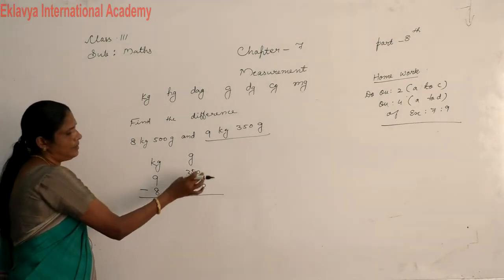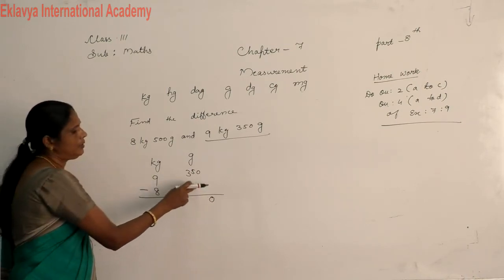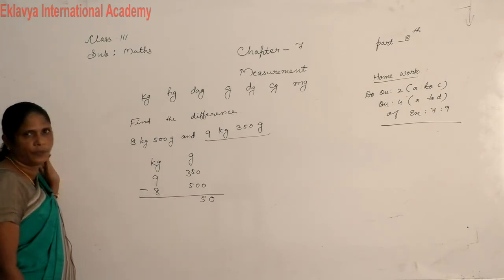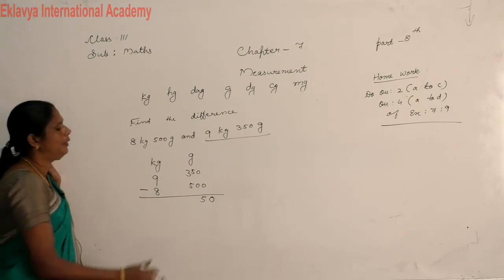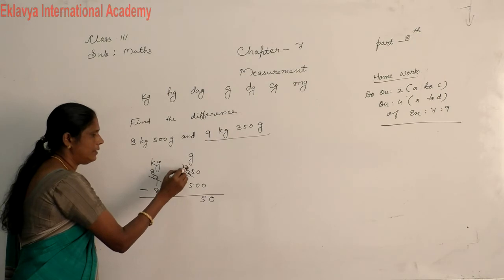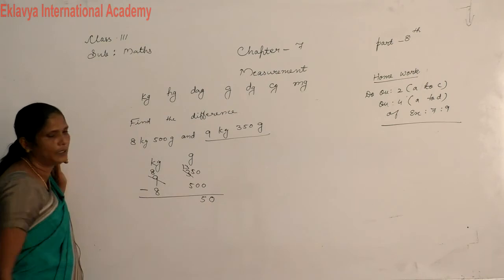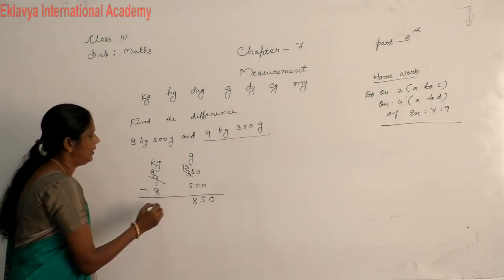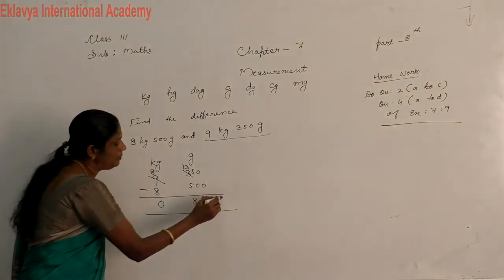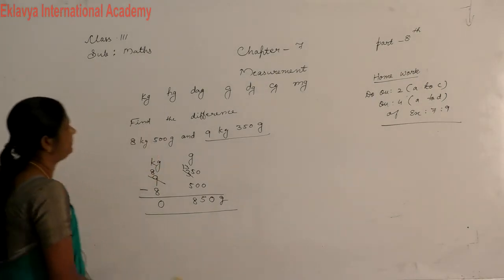Now 0 take away from 0, you get 0. 0 take away from 5, you get 5. 5 take away from 3, is this possible? No. You borrow, this becomes 8, this becomes 13. Now you subtract 5 take away from 13, you get 8. Then our answer is 850 gram only. Next question.